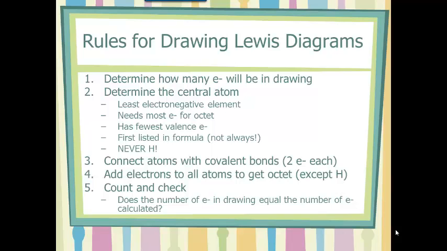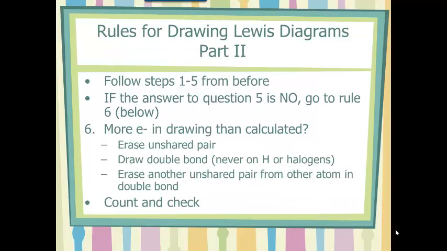Now, if you don't, here's what has to happen. If you do not have the same number of valence electrons in your diagram as you calculated, you're going to have to draw a double bond or maybe even a triple bond. So you're going to do erase, draw, erase, as I like to call it. You're going to have to erase an unshared pair on one of the elements that you want the double bond between, then draw the double bond in and erase an unshared pair from the other element that's going to be involved in the double bond.